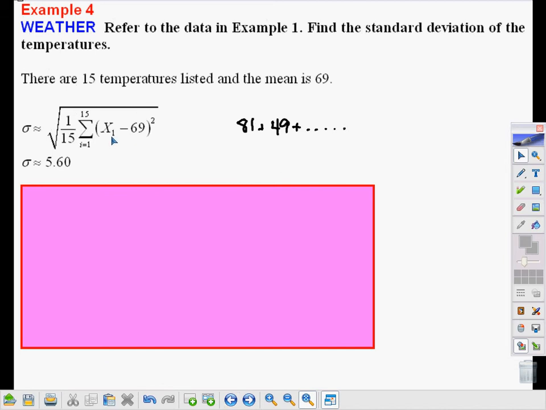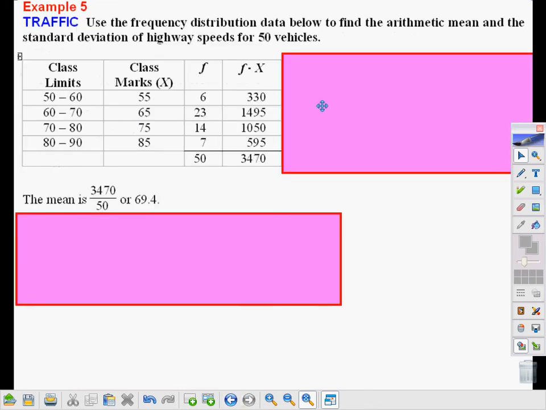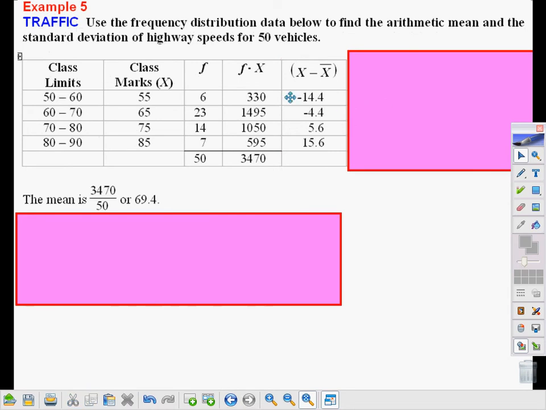I'm going to need to take the difference of each of those speeds and the average. Okay, so that's the first thing I'm going to do. Now this is the class mark minus the average. Okay, 55 minus my 69.4 is what I'm doing here. The class mark minus the average.